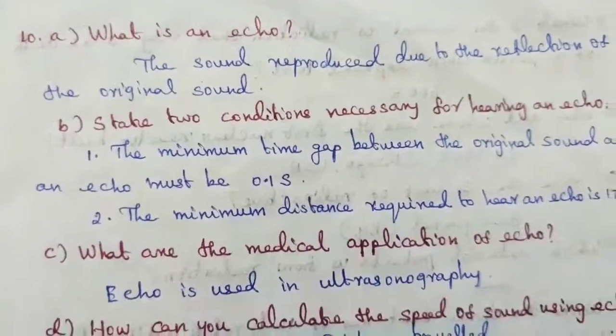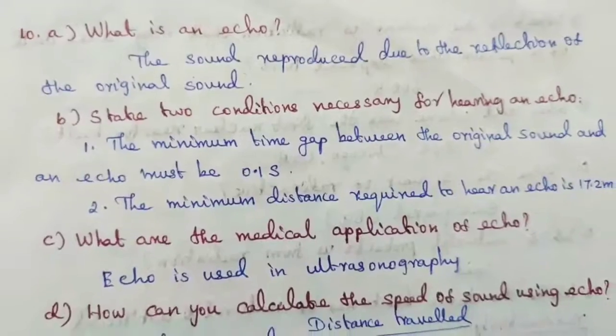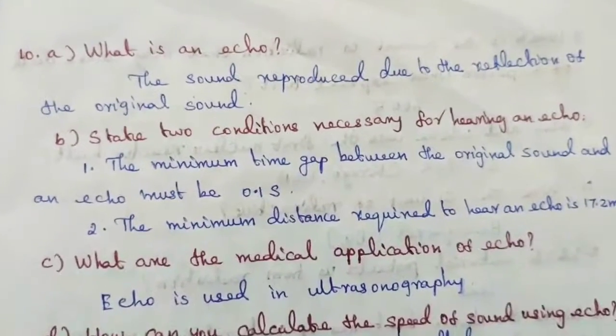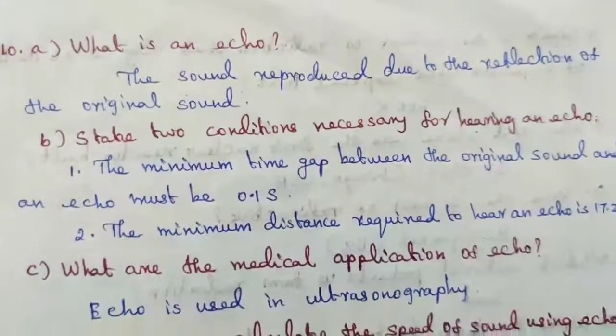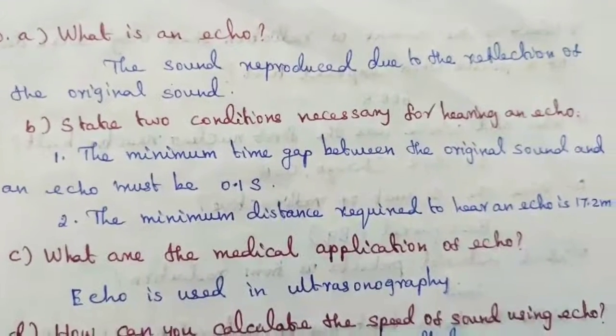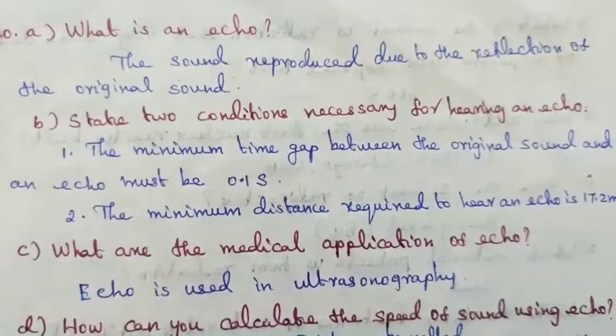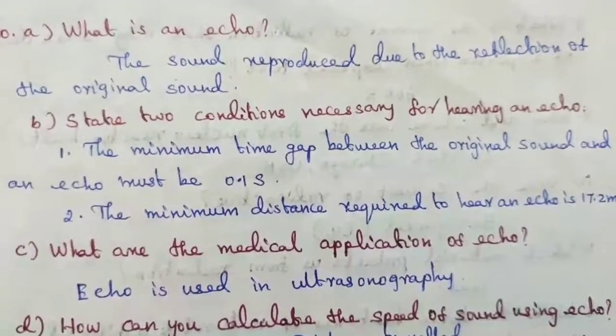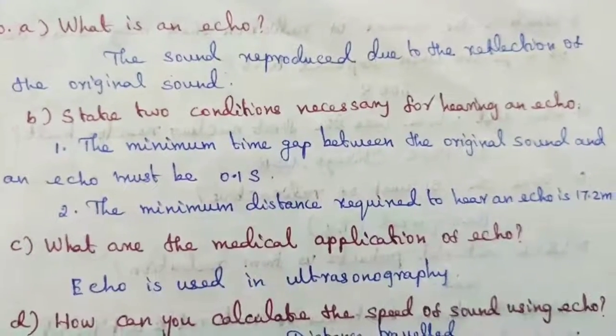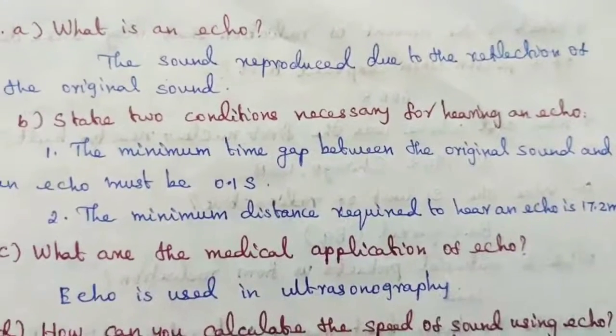What is an echo? The sound reproduced due to the reflection of the original sound. State two conditions necessary for hearing an echo. The minimum time gap between the original sound and the echo must be 0.1 second. The minimum distance required to hear an echo is 17.2 meters.